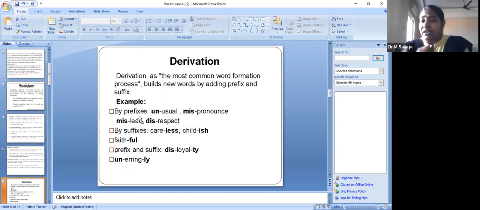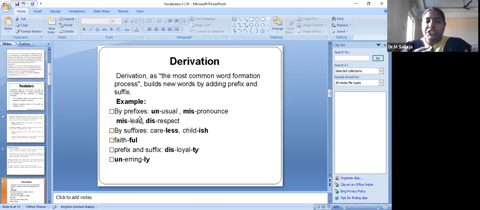Such like pronounce. You know it very well. When we add a prefix in front of the word pronounce, it becomes an antonym. Antonym means opposite word. That we are going to discuss in further classes. Mispronounce. Pronounce means the right word, positive word. Mispronounce means pronouncing something mistakenly or in a wrong way. Lead, mislead. Respect, disrespect.